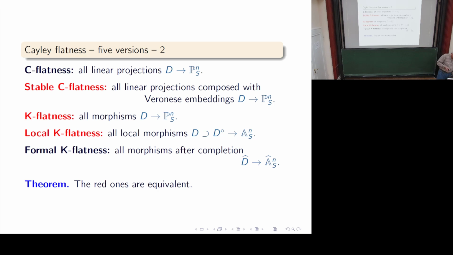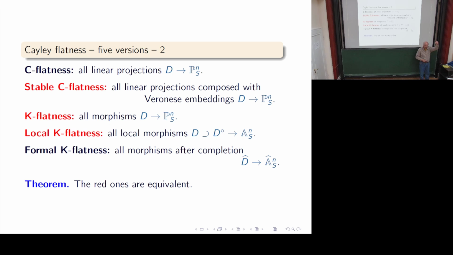For the formal one, D is proper, no? And you complete along the ideal. Well, no, I complete just at the point. Yes. The formal K-flatness says that no matter which point you complete, the whole projections you can get from the completion. And formal K-flatness implies all the others.